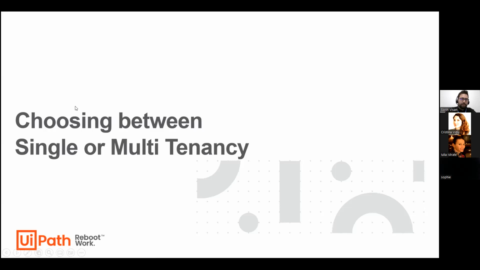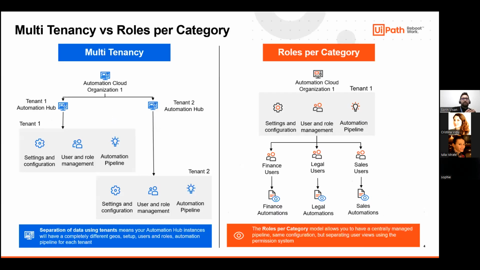So starting first with choosing between single or multi-tenancy. Automation Hub since last year in February has turned from a single tenancy model to a multi-tenancy model, which means that before we had only one single tenant, and if you got the product, you would be able to configure it only for one single entity. Since last year, since we onboarded into Automation Cloud, we enabled multi-tenancy.